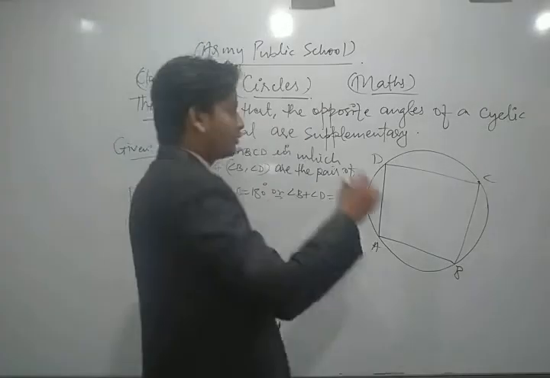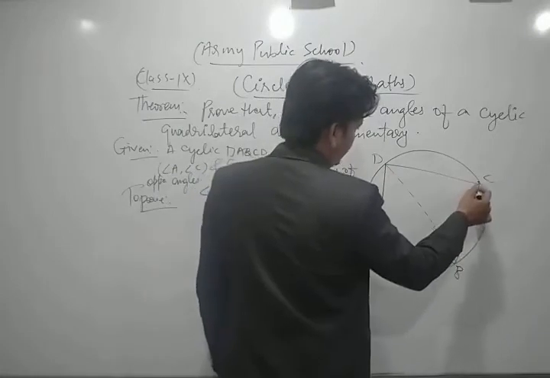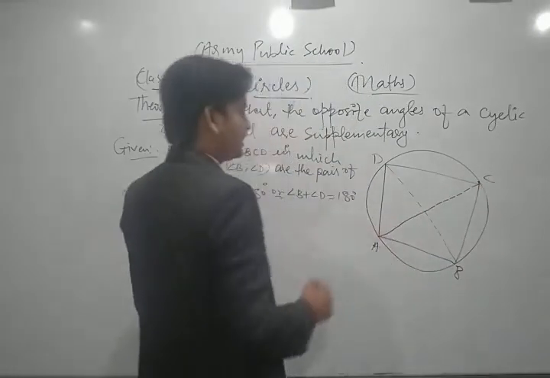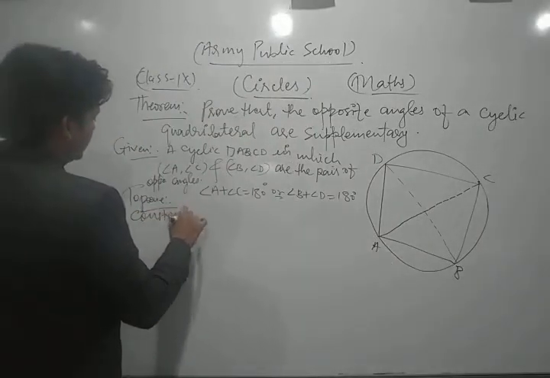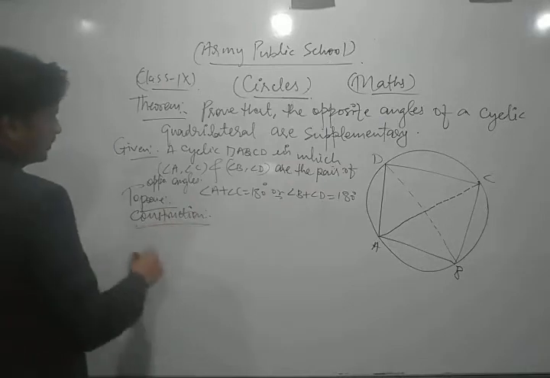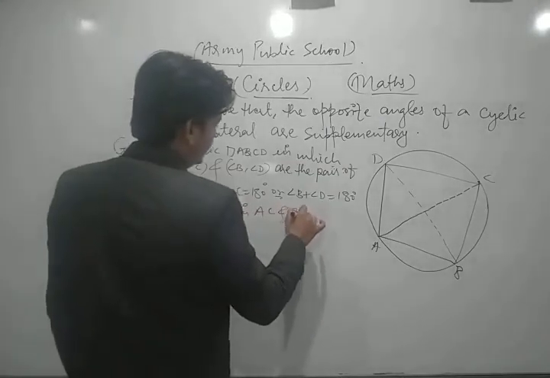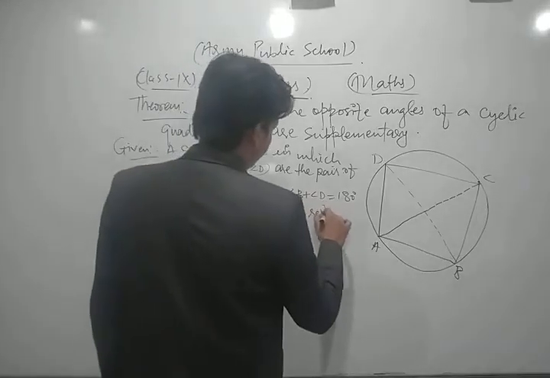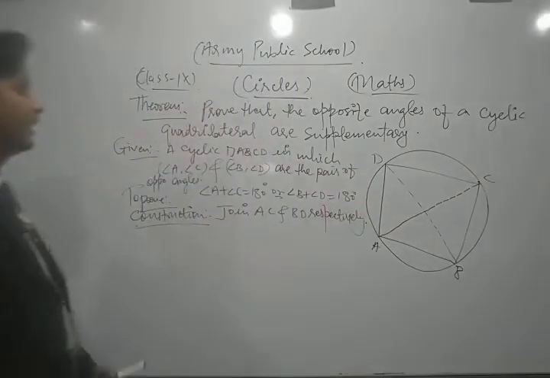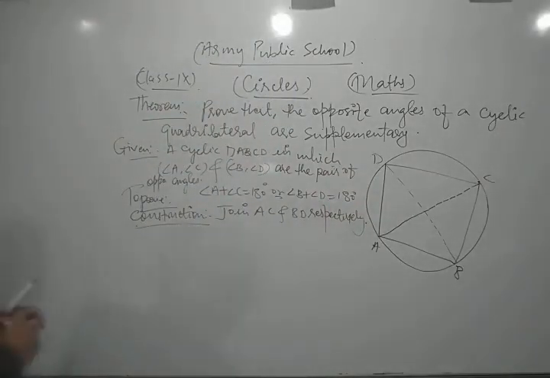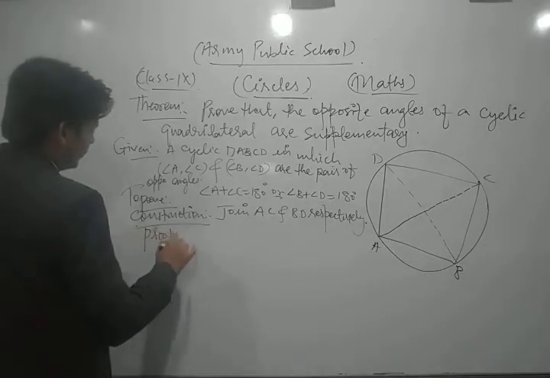Okay, now we have to do some constructions. In construction, we join AC and BD respectively. Now look, we write its proof.